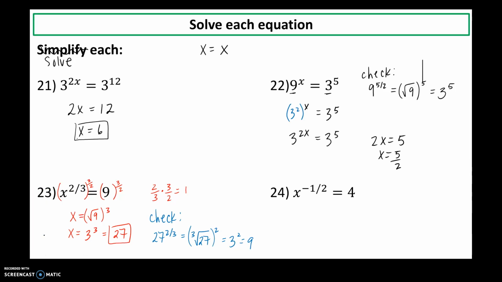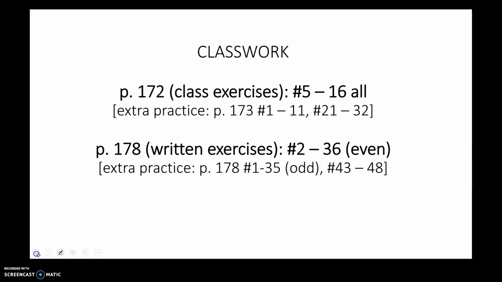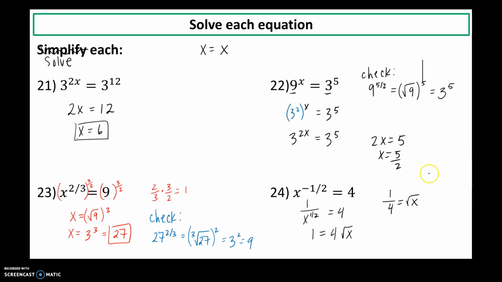All right, last one. I like to write negative exponents as positives first, so I'm going to write this as 1 over x to the 1/2 power. How do I solve this? I'm going to multiply by x to the 1/2 on both sides. So I get 1 is equal to 4 times the square root of x, because we know x to the 1/2 is the same as the square root of x. Dividing both sides by 4. And then how do you undo the square root of something? I'll square both sides. So 1/16 would be your solution for x.